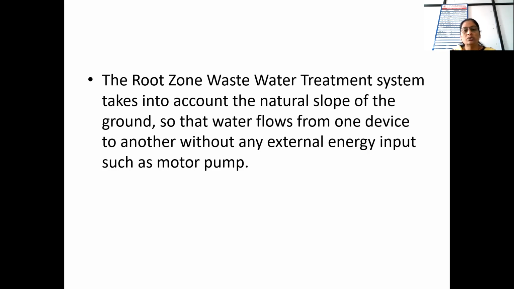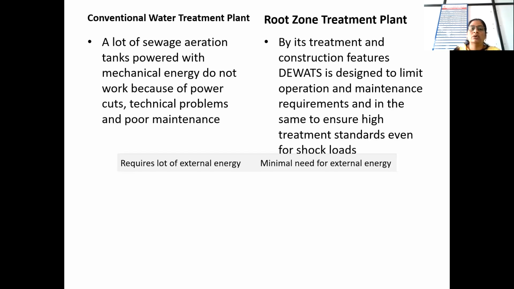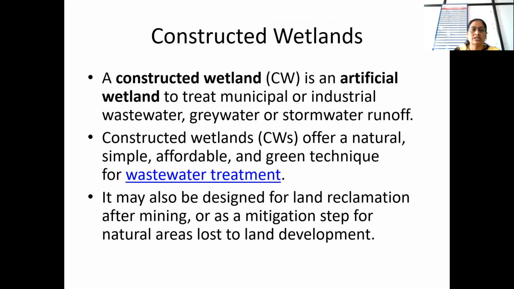You only need to have a natural slope. If it is not there, you can construct that slope and allow the water to flow by gravity. Okay, so this was the root zone technology we discussed in yesterday's lecture. Now the next technology is the constructed wetland.